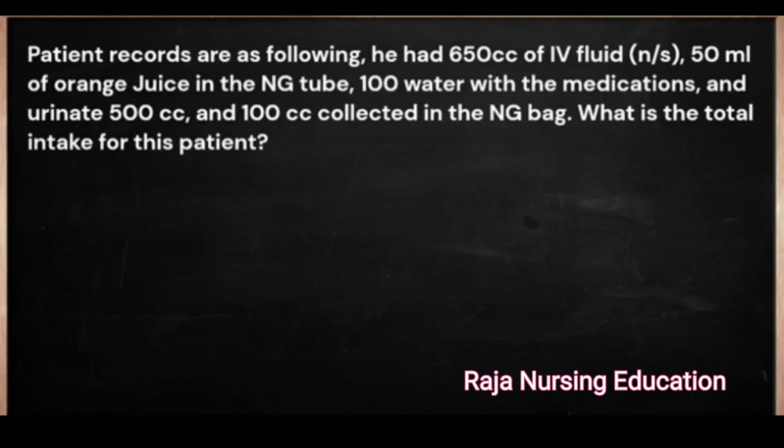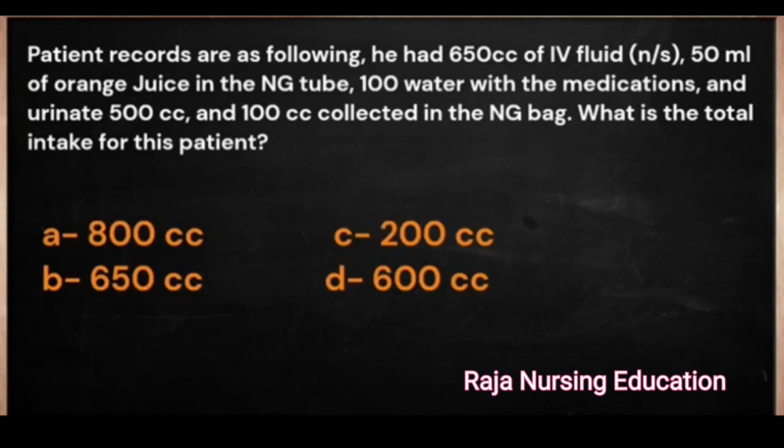Patient records are as following. He had 650 cc of IV fluid, 50 ml of orange juice in the NG tube, 100 water with the medication, and urinated 500 cc and 100 cc collected in the NG bag. What is the total intake for this patient? A. 800 cc, B. 650 cc, C. 200 cc, D. 600 cc. The right answer is A.